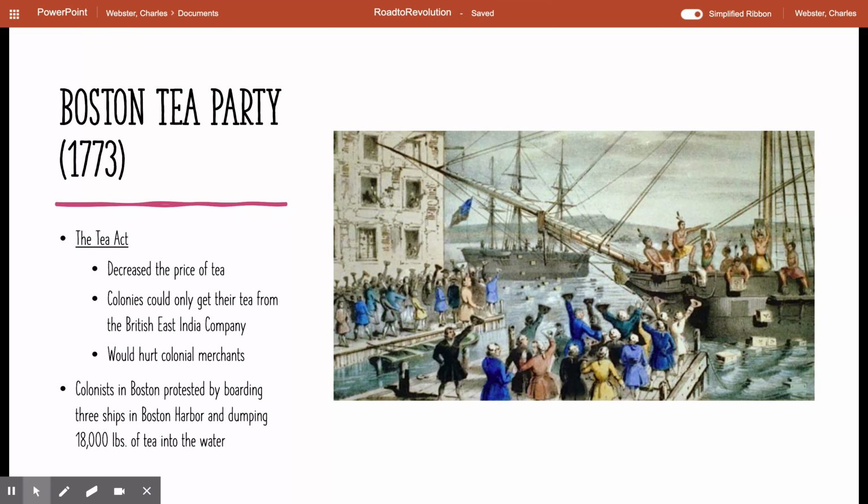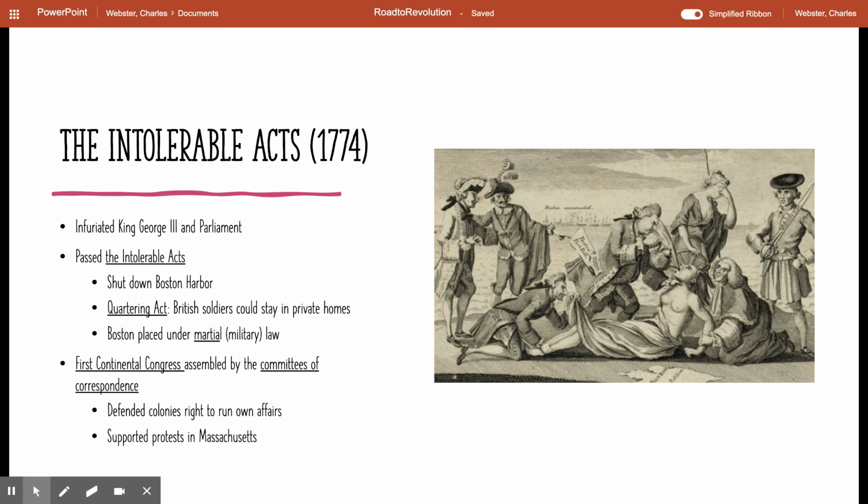And you'll see here's a portrait that shows this event happening, right? You'll notice the protesters supposedly dressed up as American Indians. You see them on the boat there. They dressed up as American Indians to disguise themselves, right? So how do you think Parliament responded? How did King George III of England respond to this? So they were angry, right?